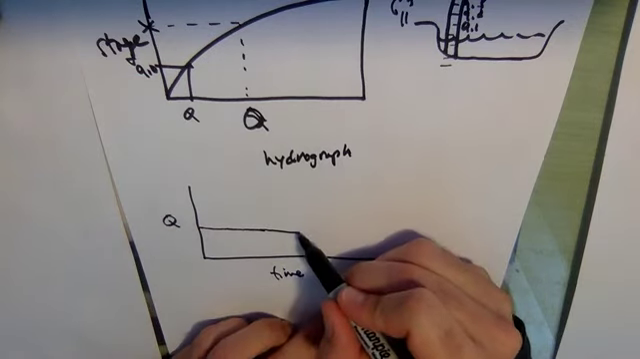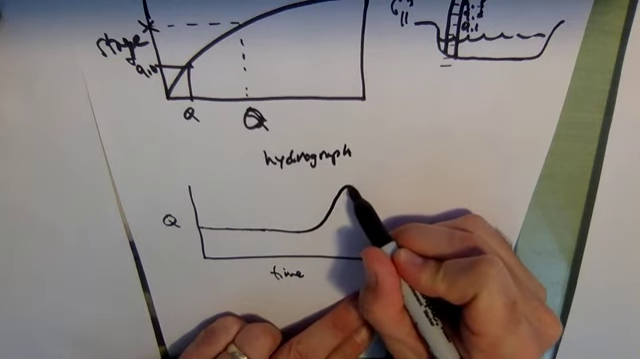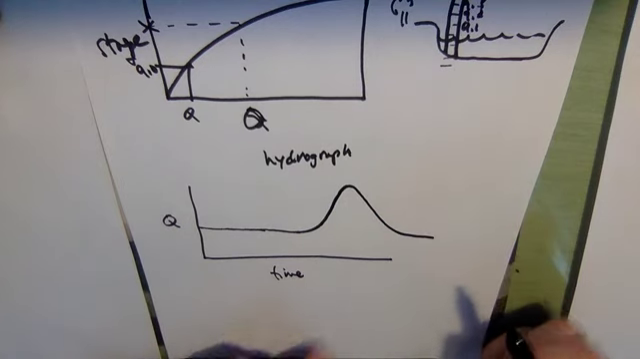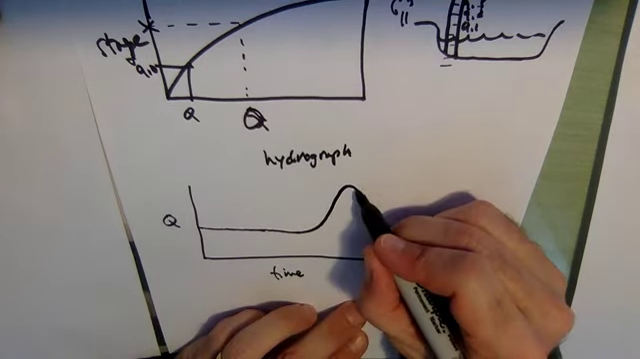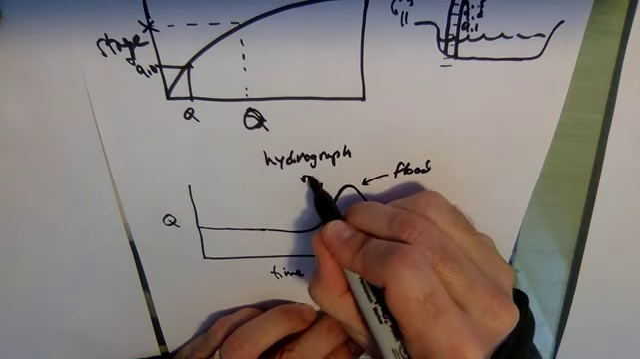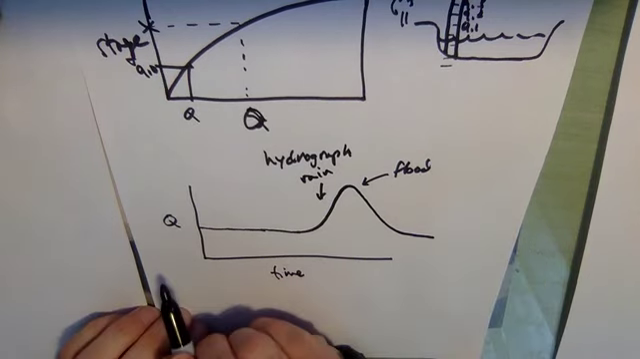Then you get a big rainstorm or something, and what happens? Well, the height of the water in the stream rises and then begins to decrease again. Right? So that's maybe a flood, and we'd expect maybe the rain event occurred somewhere in here, and that caused the water level in the stream to rise.